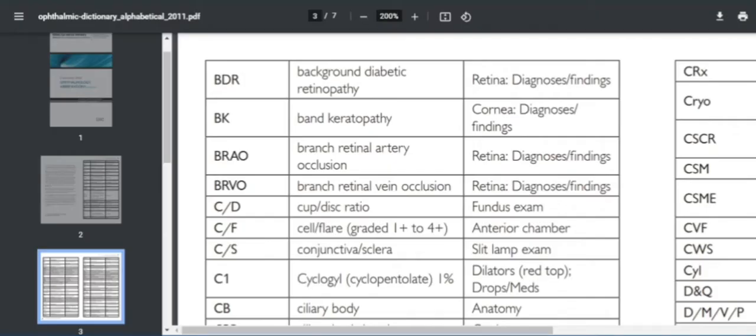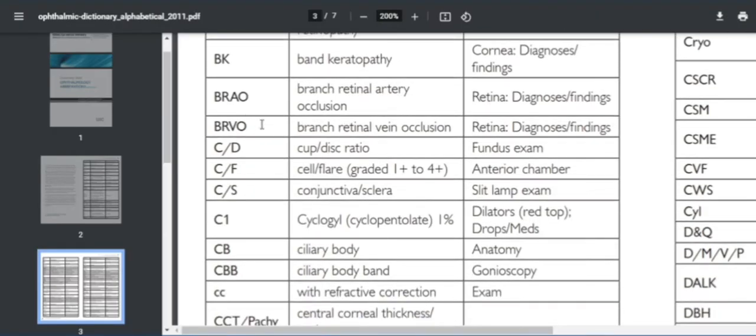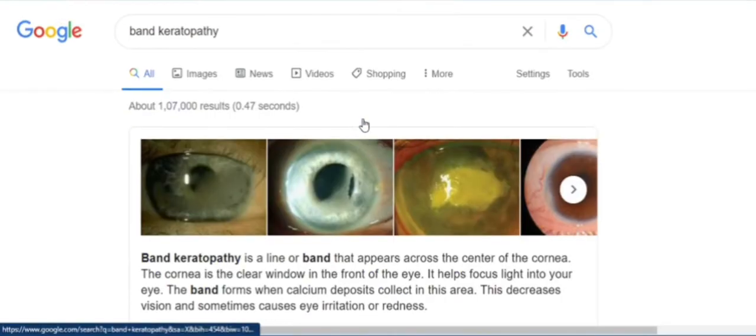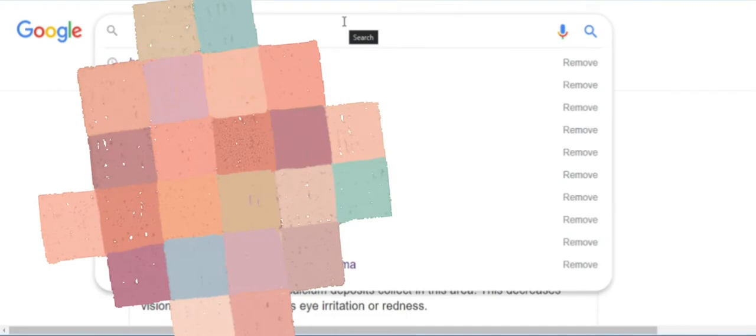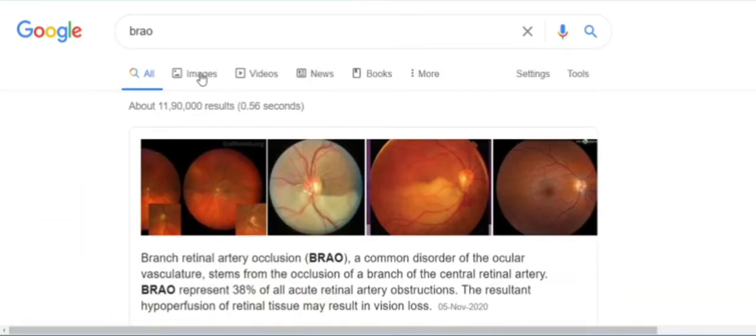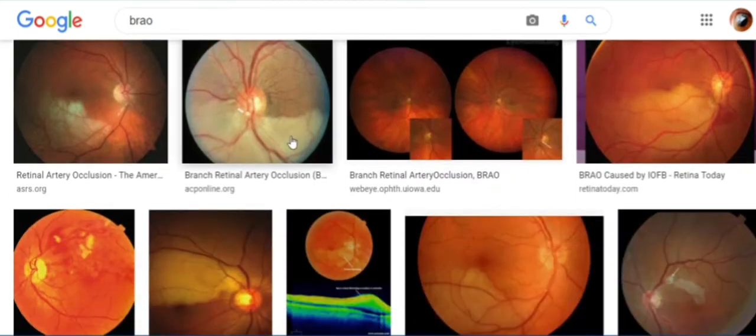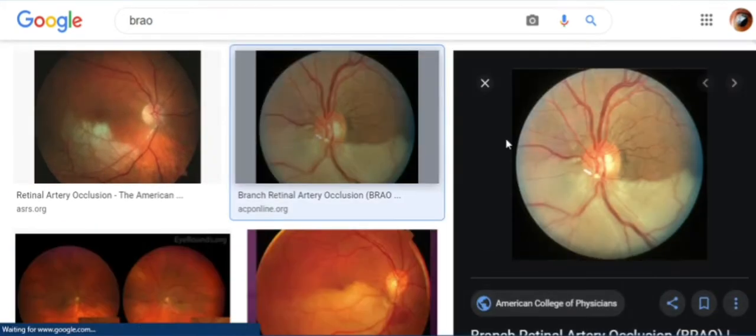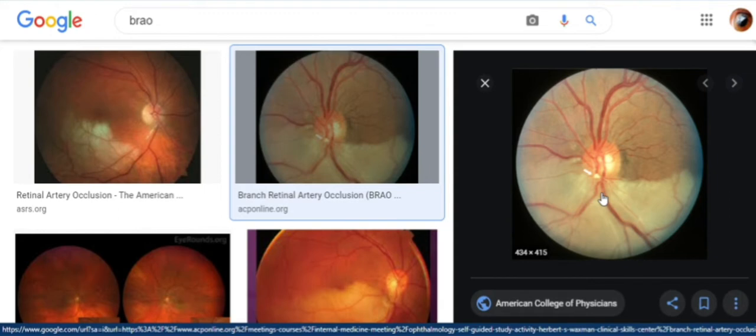Now let's move to another, the BRAO, branch retinal artery occlusion, where due to thrombosis or embolism formation in the artery, there is an ischemic condition of the retina. That is BRAO. Let's see its picture. You can see here, this is the BRAO. Why is it whitish? Because due to the thrombosis, this area has ischemia. This is why it becomes whitish.